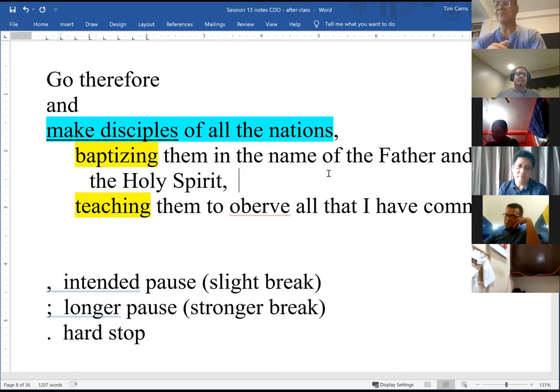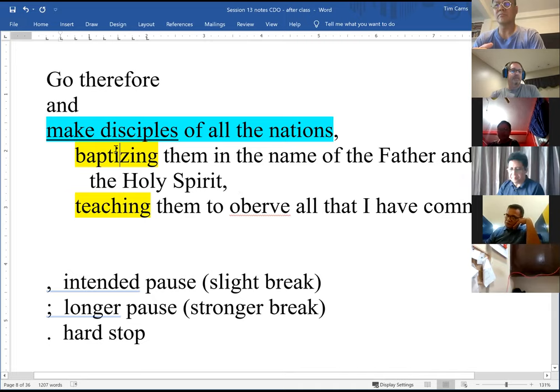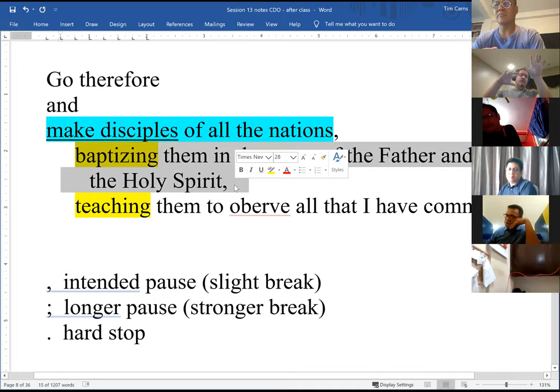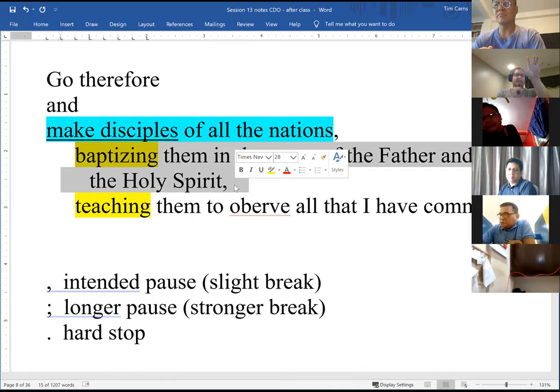All right. But like I said, in this case, we don't really need the comma to tell us we have a new phrase because of these participles. And secondly, these participles are telling us that this phrase, this statement here, is subordinate to make disciples. Make disciples is the main command. Baptizing is how we make disciples. Teaching is how we make disciples. All right? But they're not the main command. They're telling us how we obey or carry out the main command. So when you preach, the emphasis is on making disciples.